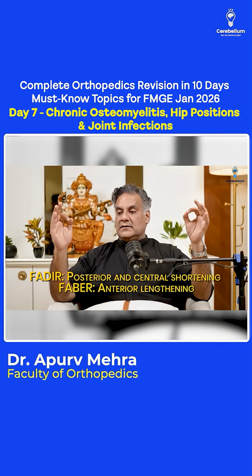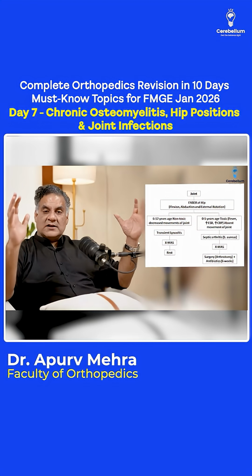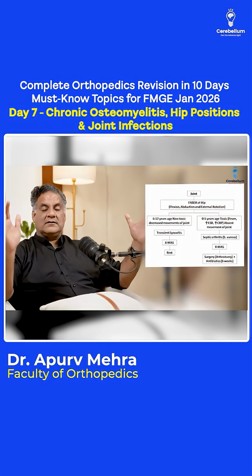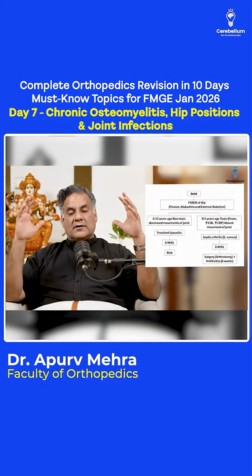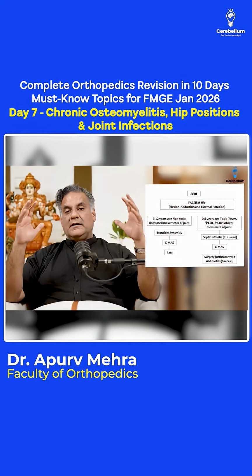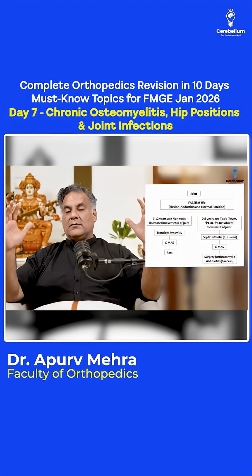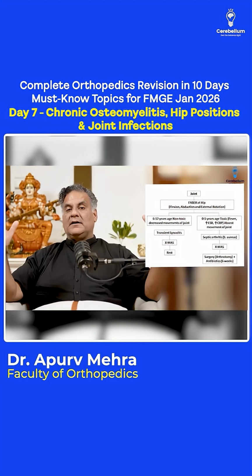In FABER, lengthening is there. If you look at the infections of the joints, they are surgical emergencies called septic arthritis. The organism is Staph aureus. Age less than 5 years, toxic child. Compared to it, transient synovitis, a temporary proliferation of synovium, has an age group of 6 to 12 years, and non-operative management.